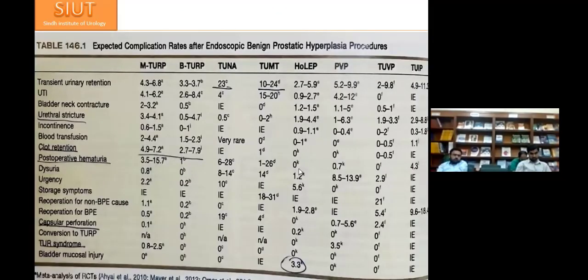These are the expected complication rates, compared across different modalities. Urethral stricture is 3.4 to 4.1% in monopolar TURP, and in microwave therapy and TUNA, it is relatively less. Similarly, capsular perforation occurs in TURP, but with less chance as compared to other studies. And TUR syndrome is common in M-TURP as compared to others, where it is almost negligible.